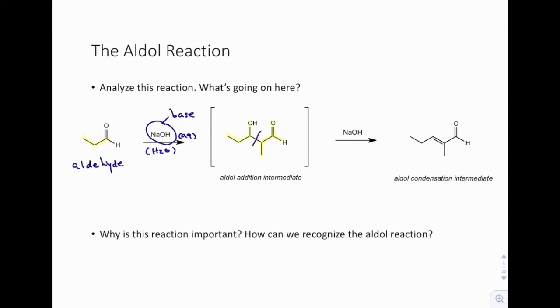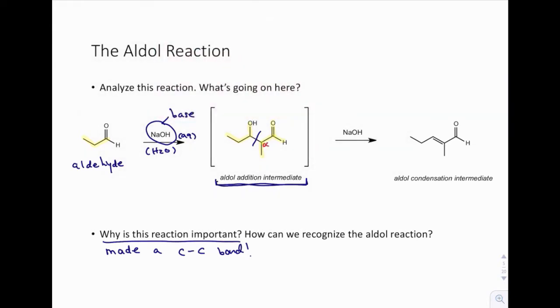So why is this reaction important? We can answer that question right now. We've made a carbon-carbon bond. How can we recognize the aldol reaction? You're going to look at the functional groups, how you recognize any reaction. So we have the aldol addition intermediate. Look at the functional group here. This is called a beta hydroxyaldehyde.